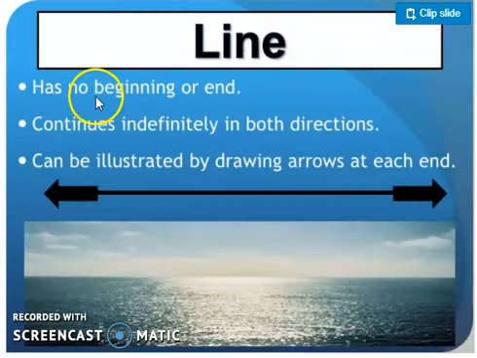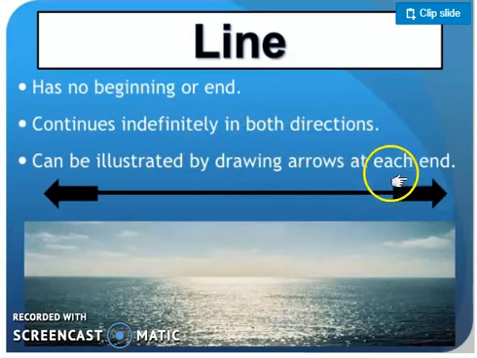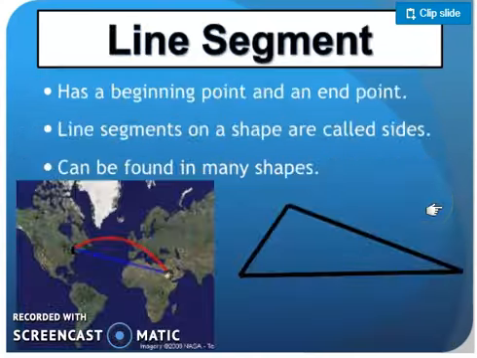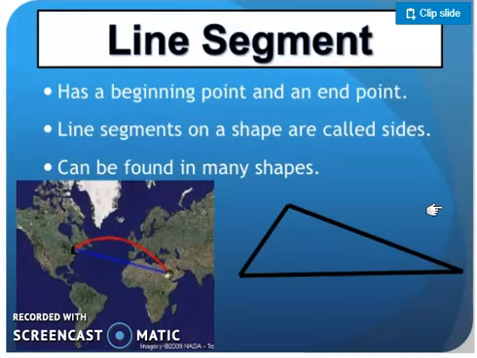Line. A line has no beginning or end and it continues indefinitely in both directions. It can be illustrated by drawing arrows at each end. Illustrated means it can be represented on a copy by drawing arrows on both ends of the line. Now, a line segment. A line segment has a beginning point and an end point. Line segments on a shape are called sides. A line segment can be found in many shapes.